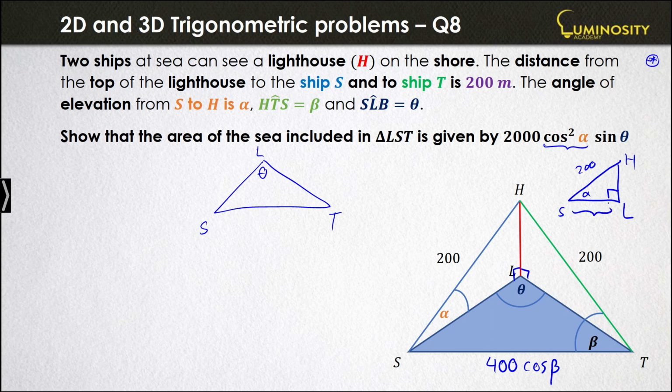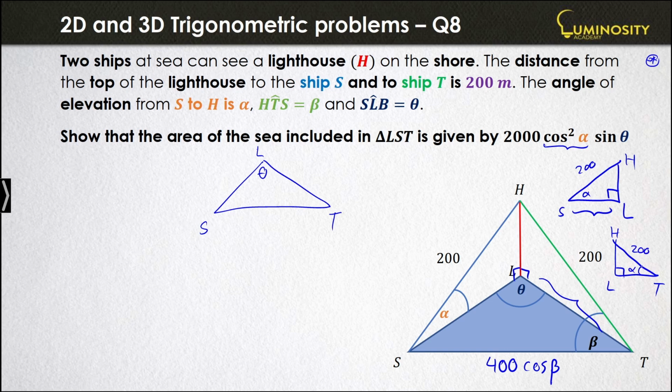And once we have that, we can also work out the length of LT in this other triangle, which will also have a right angle here. And this will be H, this will be L, and this will be T. Okay. And this length is 200. This angle will also be alpha. Okay. And how do we know that?